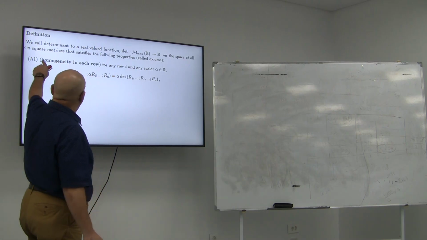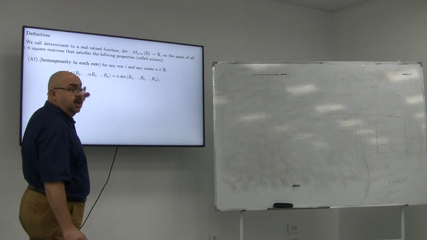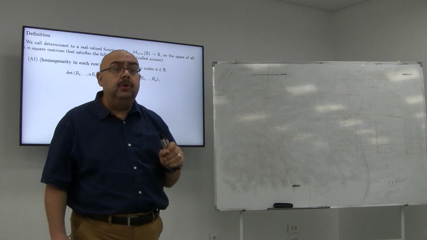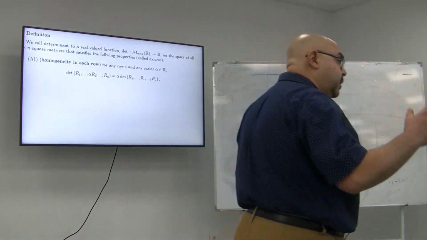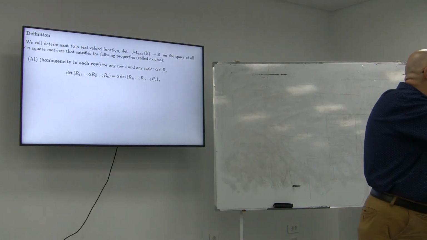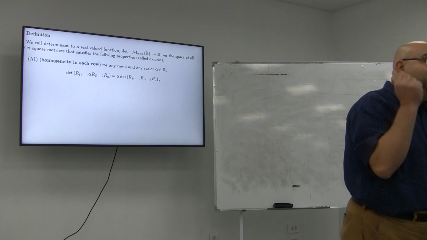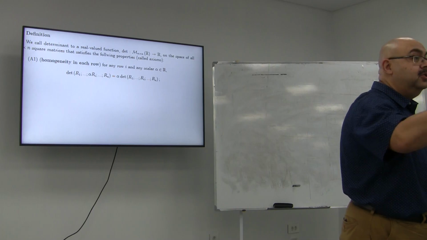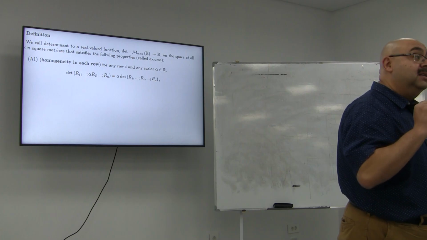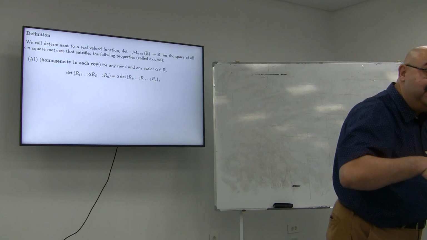The first of them is the homogeneity in each row, which means if you want to take a common factor, it's not going to come from all the elements of the determinant. No, it should come out from one row or one column. This is completely different than matrices. In matrices, if I want to take an element as a common factor from a matrix, I will divide all the elements of the matrix by this value.